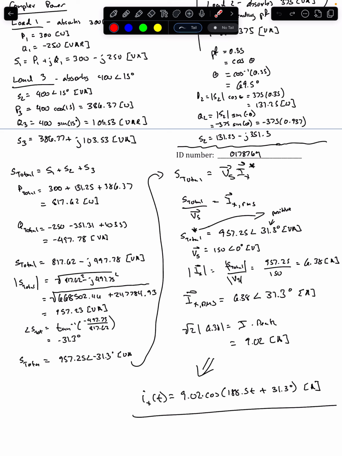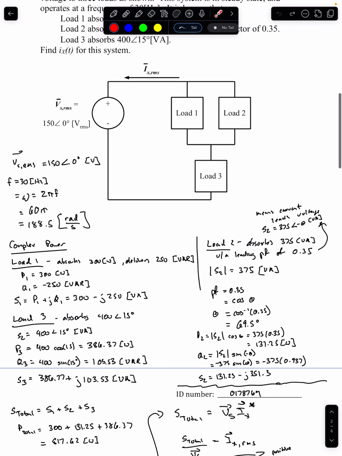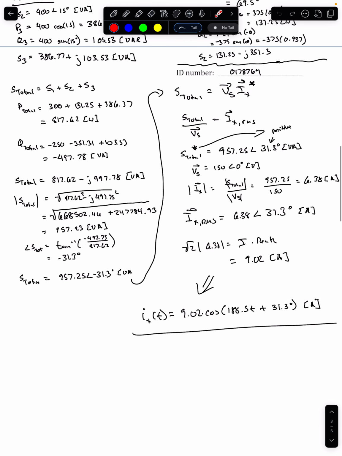Now we go back into the time domain. We convert from RMS to peak. In order to find that, you do square root 2 times this amperage there. And then we found 188.5 back up here. So that's it, we found the current using the peak. We're now in the time domain: cosine of 188.5t plus 31.3 amps. That's your answer.